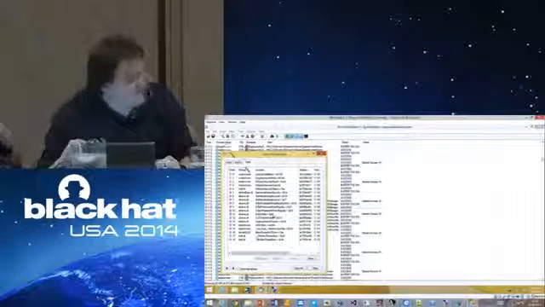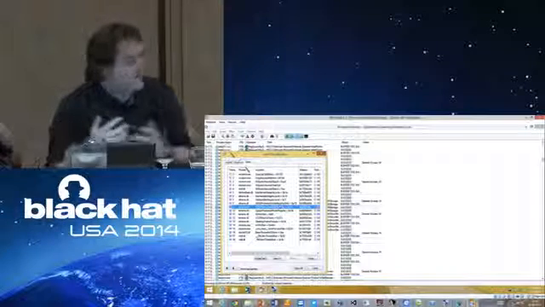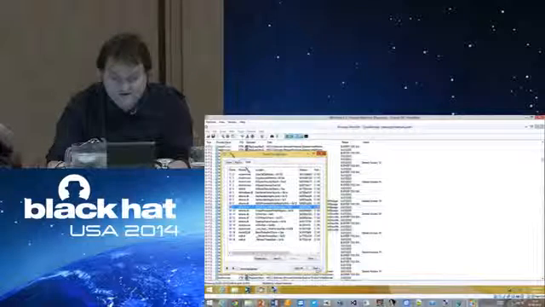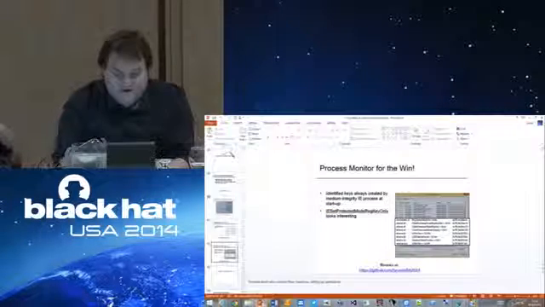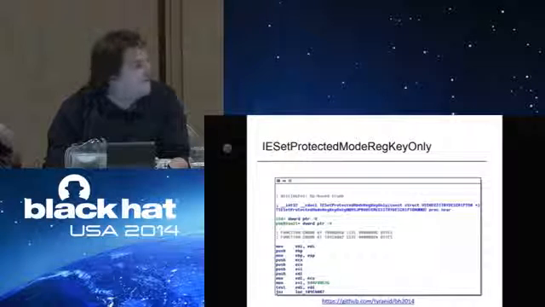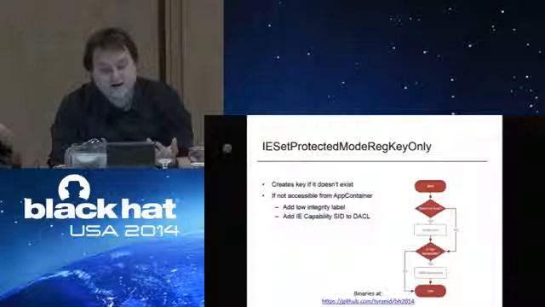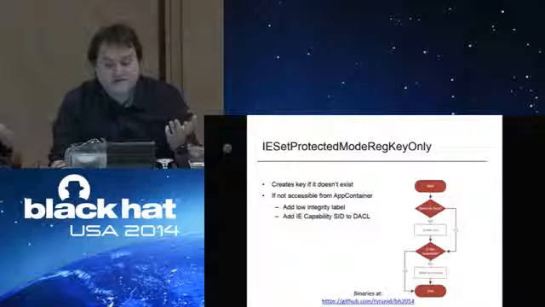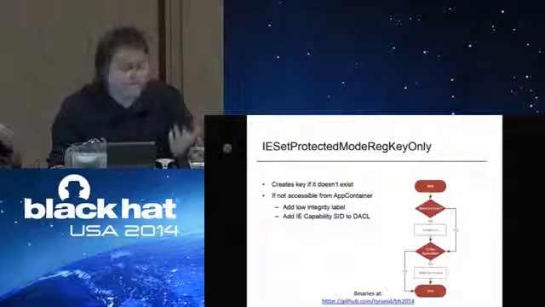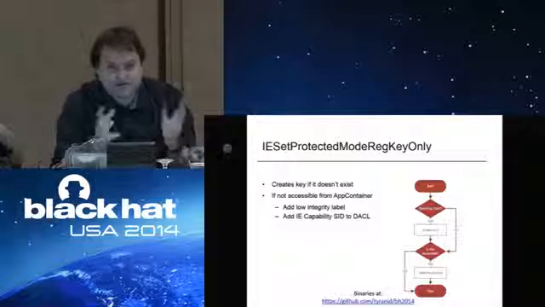And then you can just look at the stack frame, and we can see that there's a set protected mode reg key only function. And maybe that has a vulnerability, who knows? So I obviously went a bit into detail on that and did some reverse engineering. And it turned out that this function was just this relatively simple flow. So it tries to create this registry key, which we've identified.